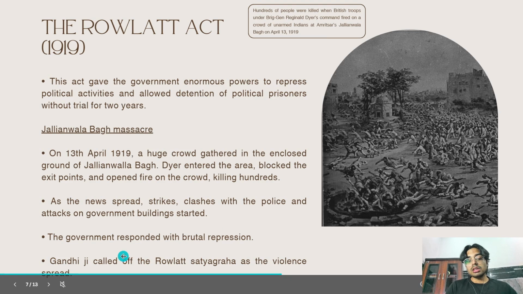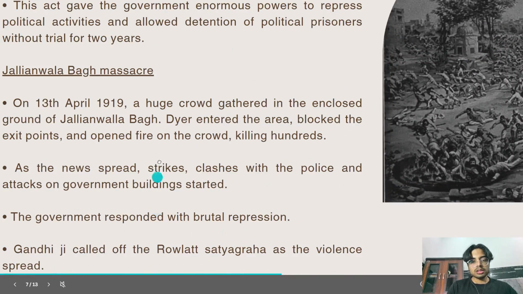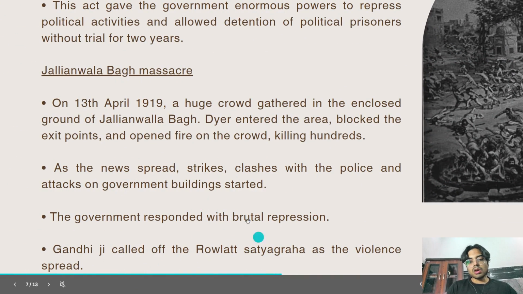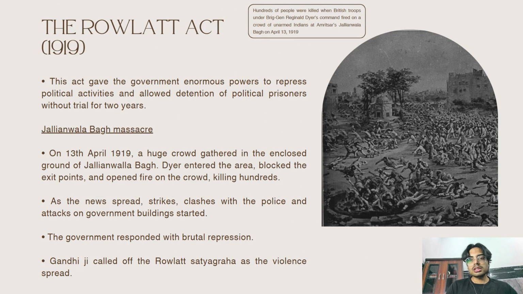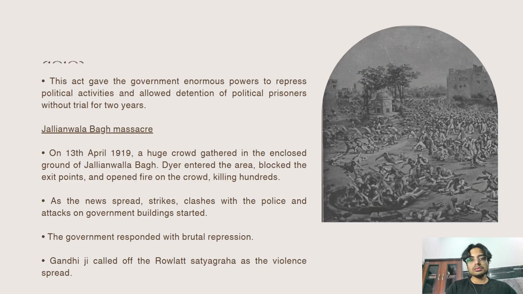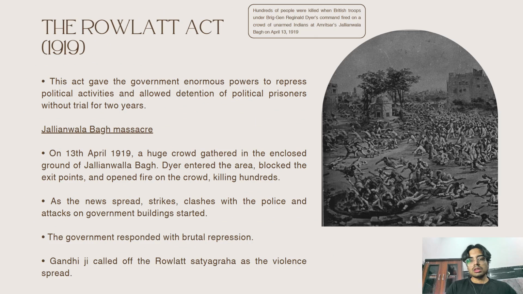Okay, now as this agitation took place, it escalated and turned to violence. So Gandhiji called off the Rowlatt Satyagraha as the violence spread, because it was against his policies of non-violence. Also, you can see the picture here, how hundreds of people were killed by British troops.